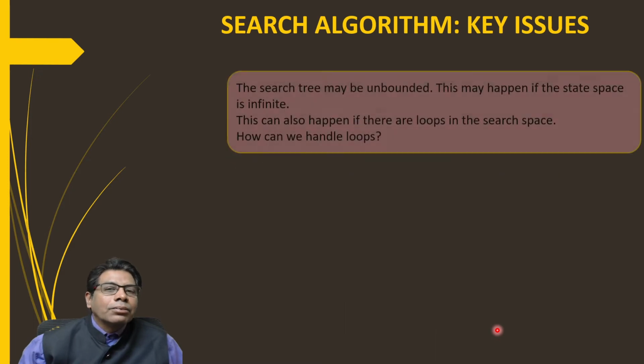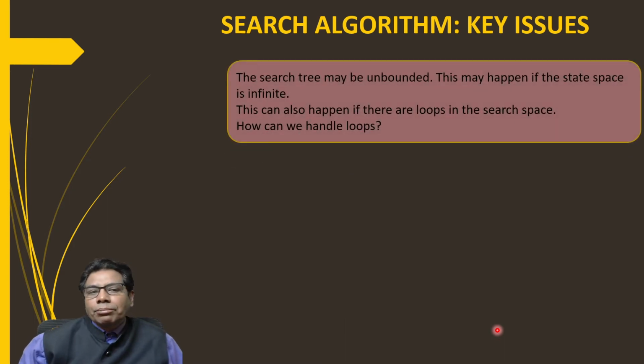Then what are the different issues in the search algorithm? So firstly, the search tree may be unbounded. This may happen if the state space is infinite. So if the state space is infinite, then we cannot terminate the search. And it can also happen that there are loops in the search space. So if there are loops, then we'll not come out of the loop. So how can we handle this loop? This is the first issue.